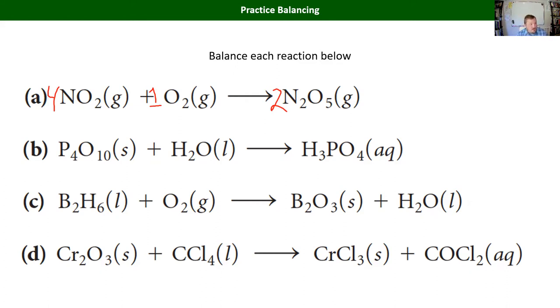All right, so the key piece here, the first one, was just realizing we needed to have an even number of oxygens on the right-hand side, because no matter what we did on the reactant side, we were always going to have an even number of oxygens.